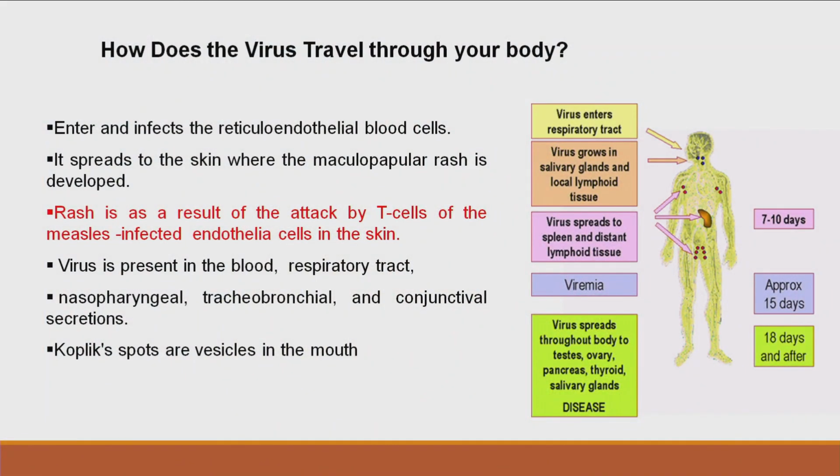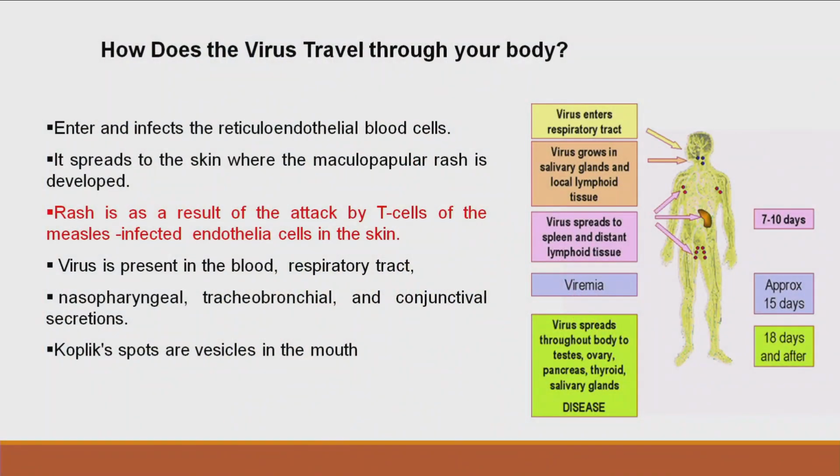But the virus is very present in the blood and in the respiratory tract, also in the nasopharyngeal, tracheobronchial, and the conjunctival lesions. Koplik spots, that is another thing. It's only in measles, no other disease. It's only in measles, and therefore it is pathognomonic. It is used for identifying the virus, to rule out every other disease.